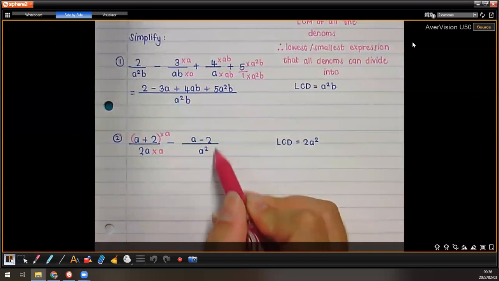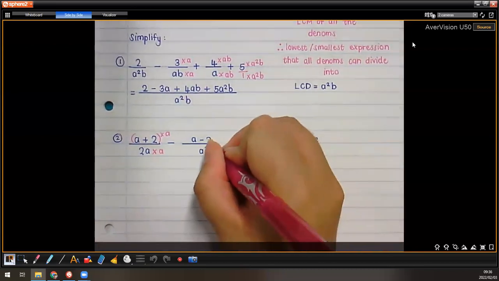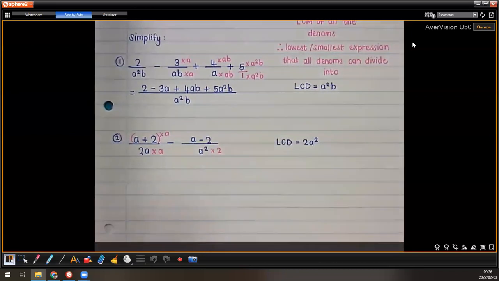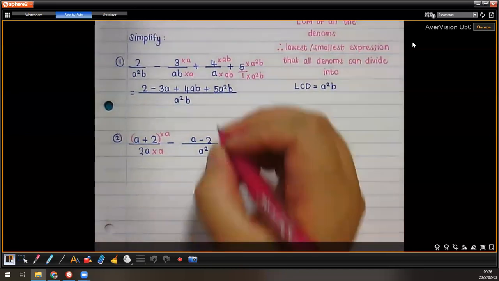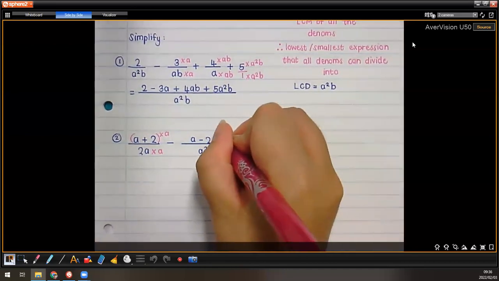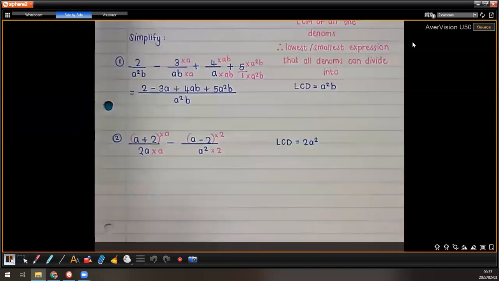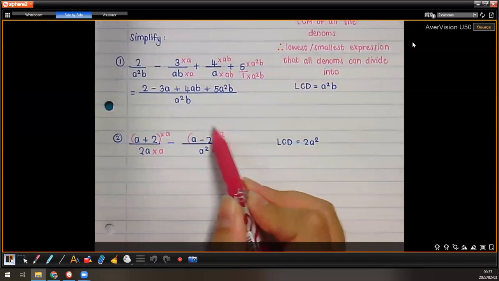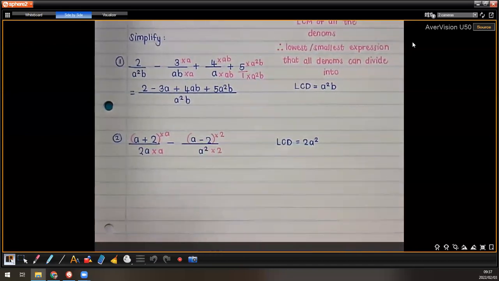For the next one, the denominator is a squared. I need to times it by 2, turn it into 2a. So I need to do the same thing at the top, but again, I have 2 terms in my numerator. So please put brackets around them so that you remember that both of those terms need to be multiplied by 2. Okay, we're fine so far.